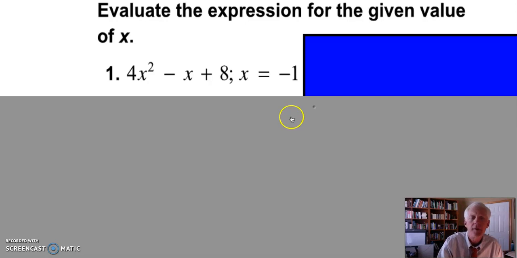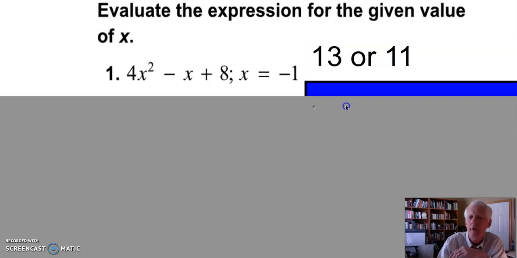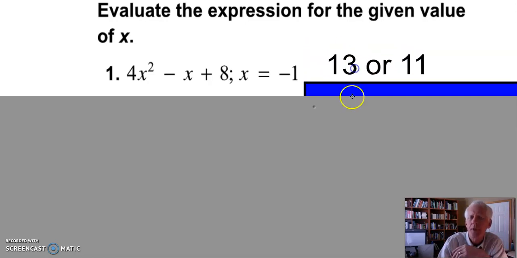You've paused. Now you're back. The answer to number 1, you will have one of 2 answers. I love these. You're going to either have 13 or 11. And assuming you made the most common mistake, the most common mistake is, of course, our friend, our nemesis, the negative number. 13 or 11. One of those is correct. One of those is a very common mistake.